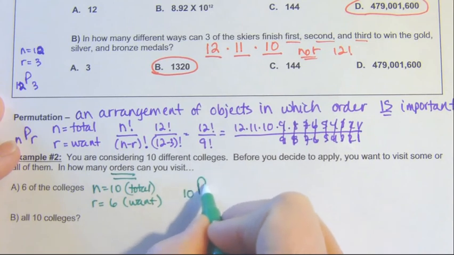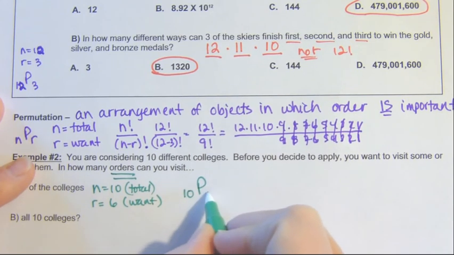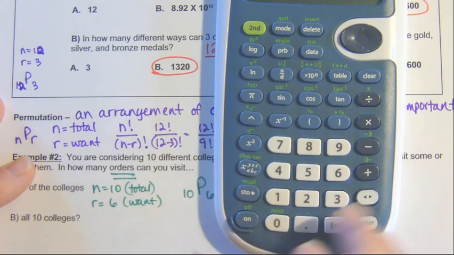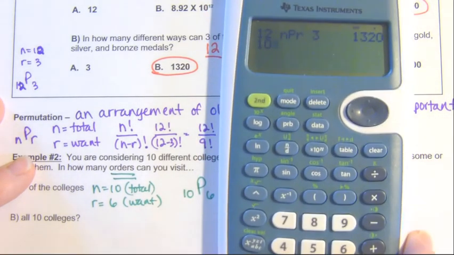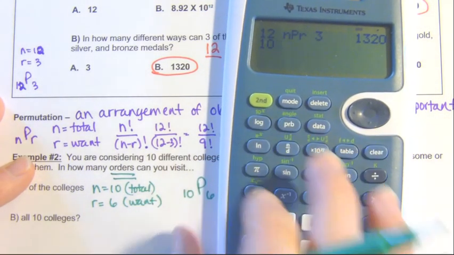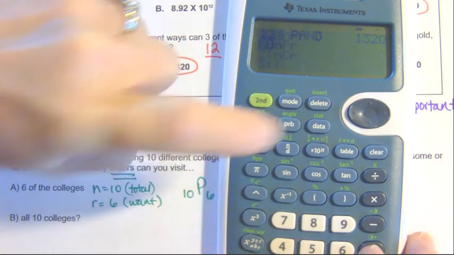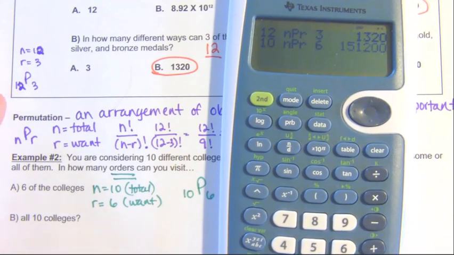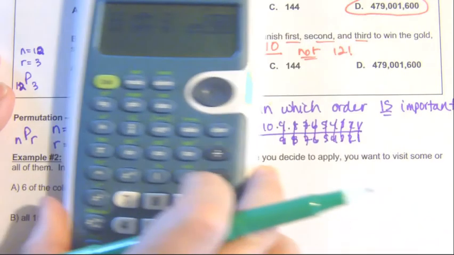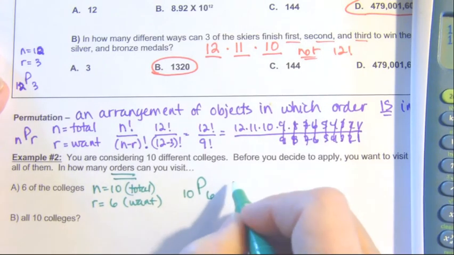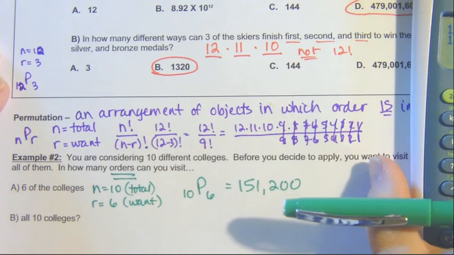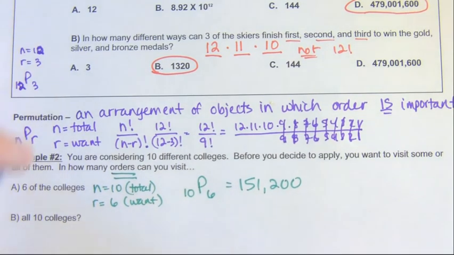10P6. Order is important. And I want to go see 6 of them. I could do the whole formula, write it all out, but why? If I showed you this shortcut, we might as well just do this. So type 10, come up here and hit the PRB button. It's right towards the top. And number 1, make sure you see that P, and then I want to visit 6 of them. And I get the answer 151,200.